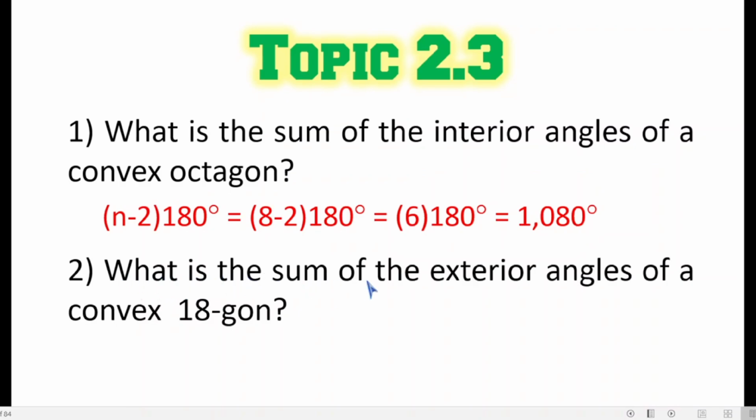What is the sum of the exterior angles of a convex 18-gon? Again, if you remember, it is always 360 degrees. No matter the polygon, no matter the number of sides, it will always be 360 degrees for as long as the polygon is a convex one. So if you have 30 sides, if you have 50 sides, it is always 360 for its sum of exterior angles. But for interior angles, you need this formula, n minus 2 quantity times 180 degrees.